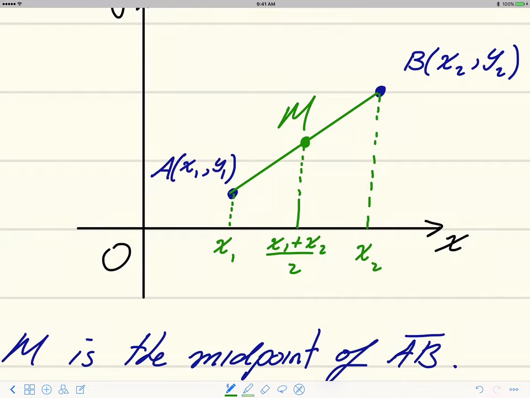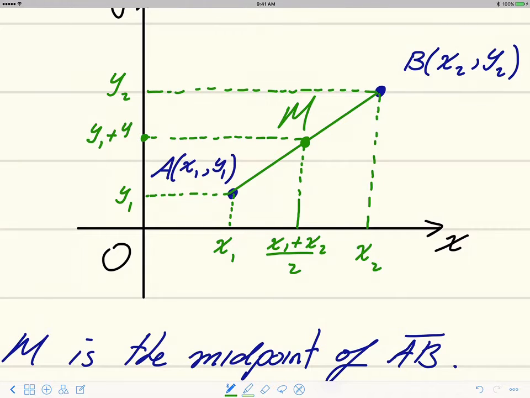And similarly, if we take this on the y-axis, first take the first point A on the y-axis, the coordinate here is y1, and then take the point B and take its coordinate on the y-axis, that coordinate is y2. So the middle point is right between y1 and y2, so again, that's going to be the average, y1 plus y2 divided by 2.